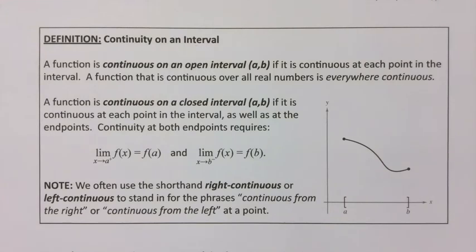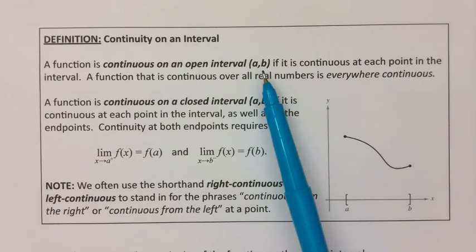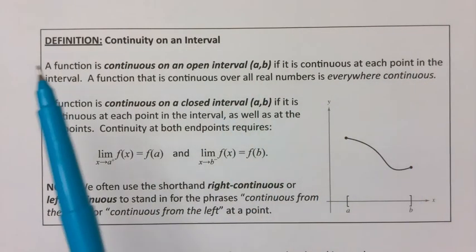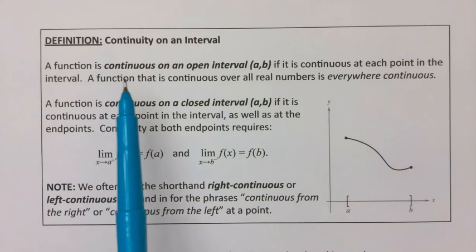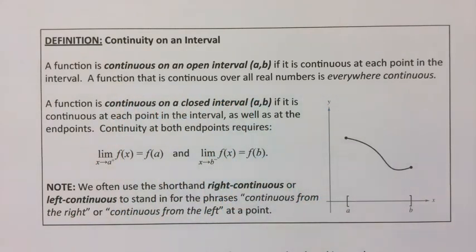So rather than talking about continuity or discontinuities at particular points, we want to expand upon that to the definition of continuity on an interval. So we can have continuity on an open interval. An open interval has parentheses, and that means that the function is continuous at each point within the interval. A function that's continuous over all real numbers is everywhere continuous. So it's important to know that that's internal, right?